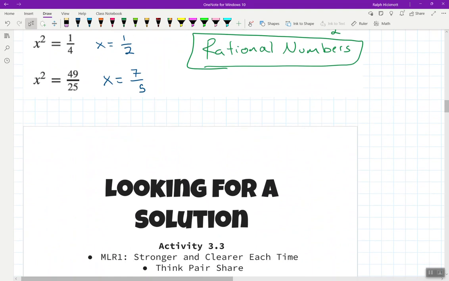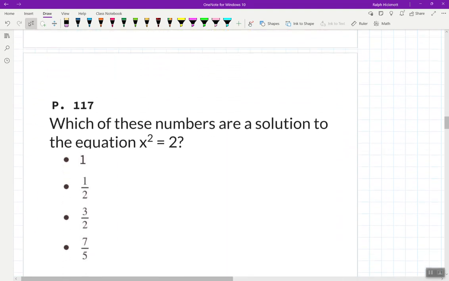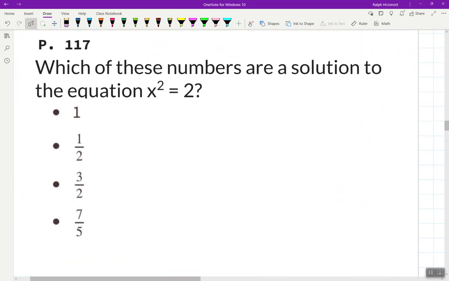All right, so we're going to do one more here. It's on page 117, okay? It says, which of these numbers are a solution to the equation x squared equals 2? I want you to try solving this, okay? So x squared equals 2. Which one of these would be the solution? Feel free to work with your shoulder buddy and people around you, but pause this video and resume it when it seems like everyone is at a good point.